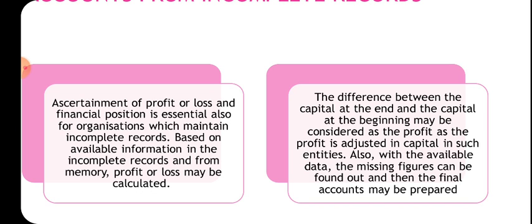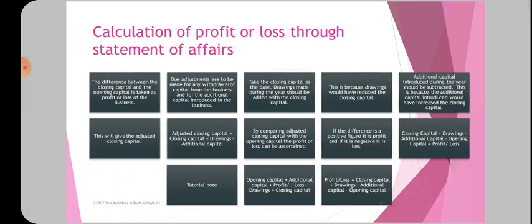When we start the accounts, the first step is the calculation of profit or loss. With the help of opening capital and closing capital, we can find profit or loss. Suppose some items are missing, with the available data we can calculate the missing figures. So calculation of profit or loss through statement of affairs means: first closing capital, then add drawings, then additional capital should be subtracted. Finally, opening capital should be subtracted. We'll get profit or loss.